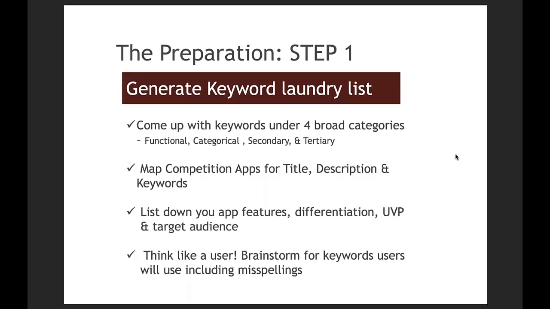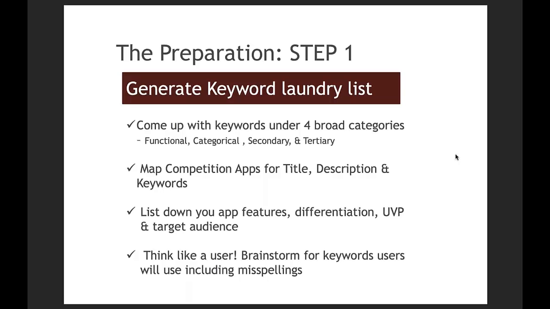I usually like to start with the basics. I like to define what the app stands for, what the features of the app are, how it is different from its competition, and what the user value proposition is. A great way to also look at that is to look at some competitor apps and see what sort of keywords they are looking at. So we'll go step by step. The first step is understanding our app.